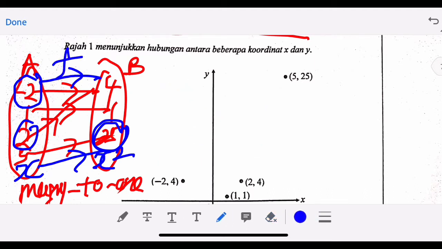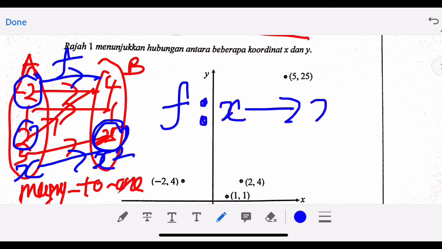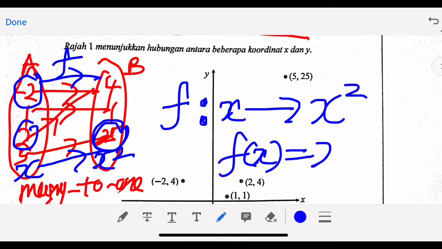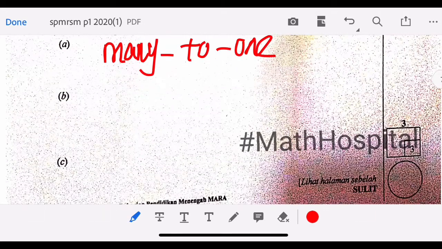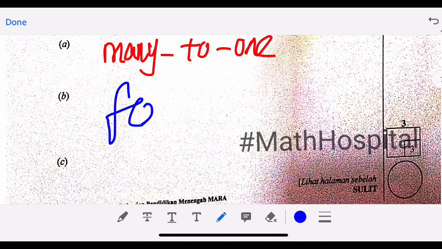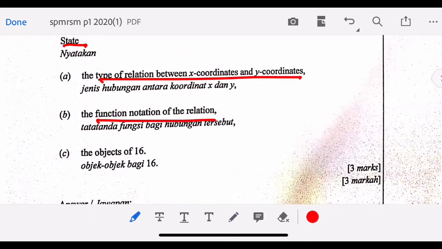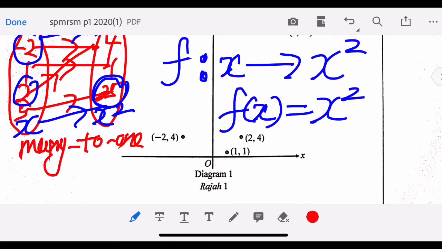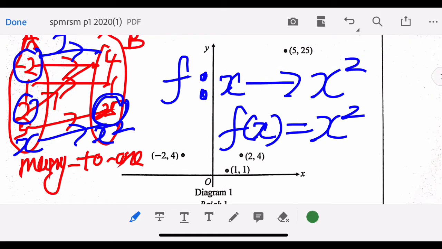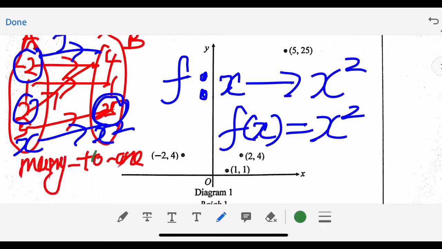They say this is f. F will bring the x to the image of x square. In short, you can write f(x) equal to x square, and either one. Alright, so you can accept f(x) equal to x square. Now let's see the object of 16. Let's say you are having the image here. You have the image which is 16.